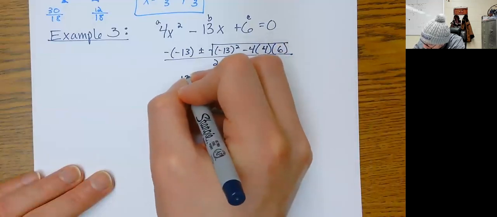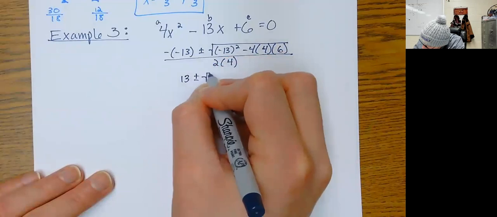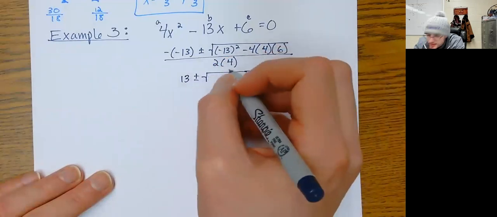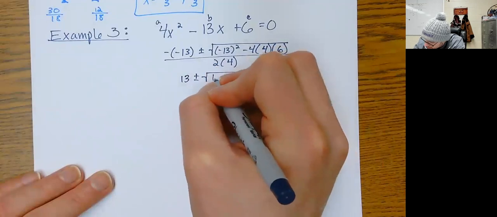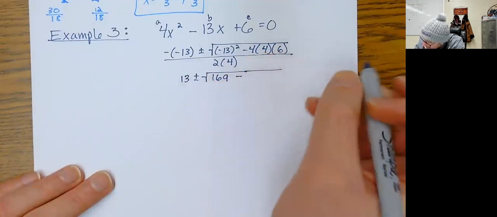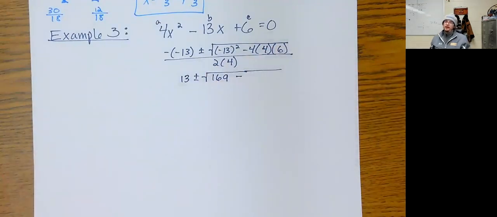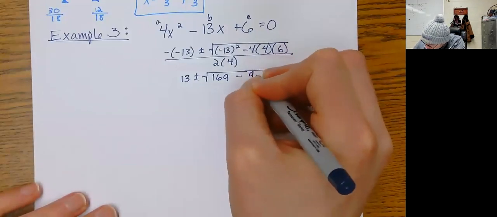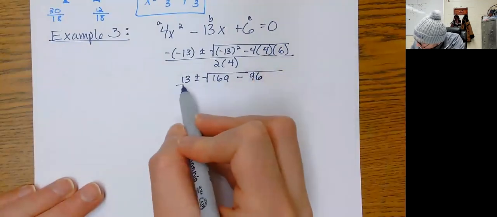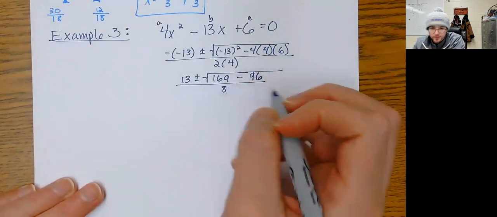All right, so we're going to get positive 13 plus or minus the square root. 13 times negative 13 is positive 169 minus 16. 4 times 4 is 16. 16 times 6, 4 to 96. 4 times 4 is 16. 16 times 3 is 48. I think, yes, it is 96. All right, rocking with 96. And then we're going to get 2 times 4 on the bottom, which is 8.